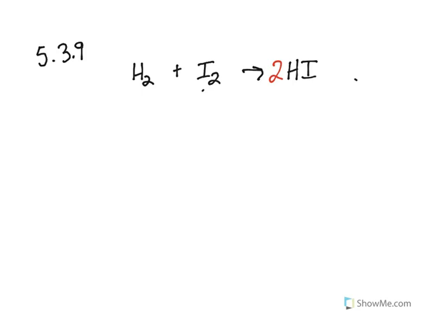So, we can start by figuring out what is the limiting reagent or reactant. So if I have 3 moles of H2 and 2 moles of I2, I want to figure out which is going to create the smallest amount of hydrogen iodide.